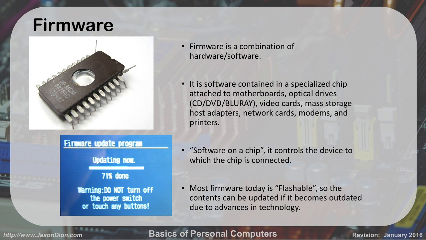This software is on this specialized chip and it's attached to your motherboard. It's also inside optical drives. So if you have a CD drive or a DVD drive, it's in there. Video cards have their own firmware as well, as do hard drive host adapters, network cards, modems, and printers. This software on a chip, it controls the device that the chip is connected to. Most firmware today is actually what we call flashable, meaning that we can upgrade that software on that chip without having to replace the chip. In the old days, if I wanted to upgrade your BIOS, I actually had to pull that chip off the motherboard and put a new chip onto the motherboard. And it required soldering, and it was kind of a real pain. Nowadays, we can just flash it, as you can see in the lower left corner there, and it'll just update it, and now it's got the newest version.